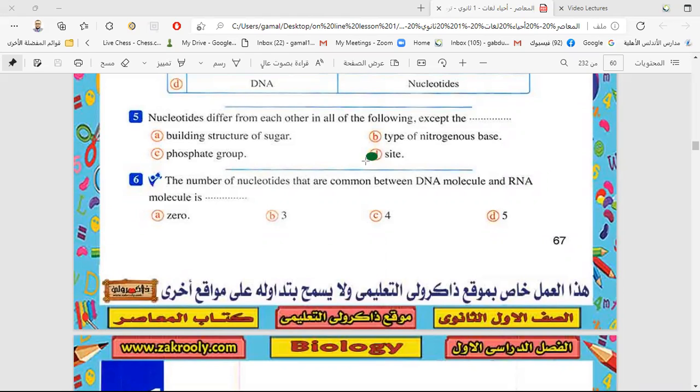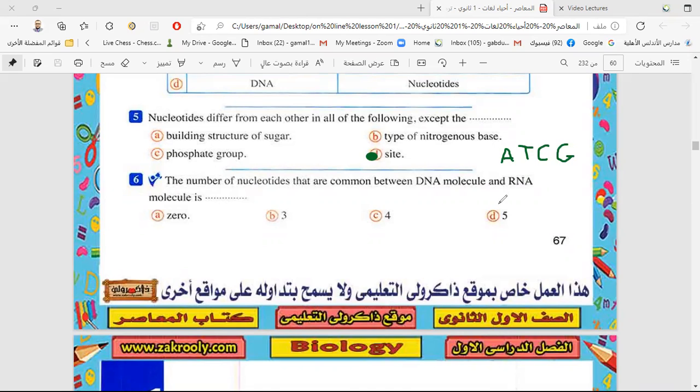Let's move to number 6. The number of nucleotides that are common between DNA and RNA. You remember that DNA has nitrogenous bases A, T, C, G. Okay, these are the nitrogenous bases of each nucleotide in DNA.